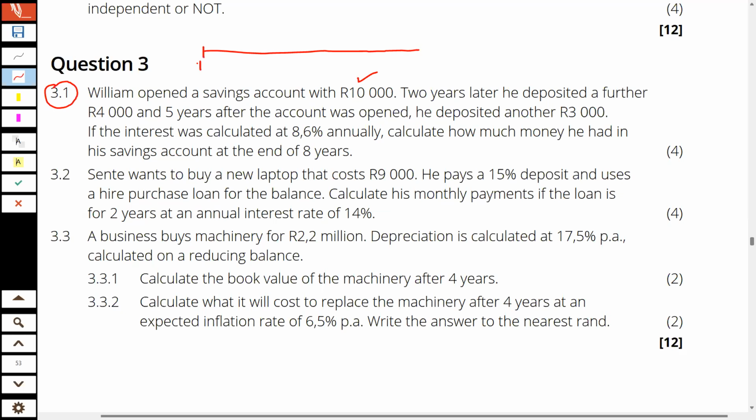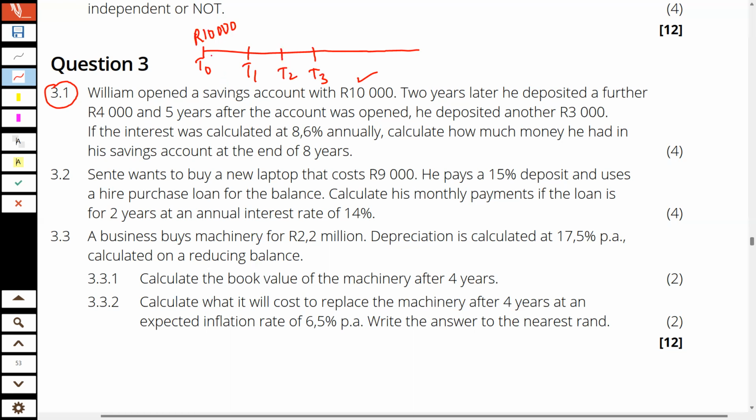In which case, we have time 0. William opened a savings account with 10,000. 2 years later, a further 4,000. And 5 years after the account was opened, he deposited a further amount. So, in other words, you opened a savings account with 10,000 Rand at time 0. There's time 1, there's time 2, there's time 3.